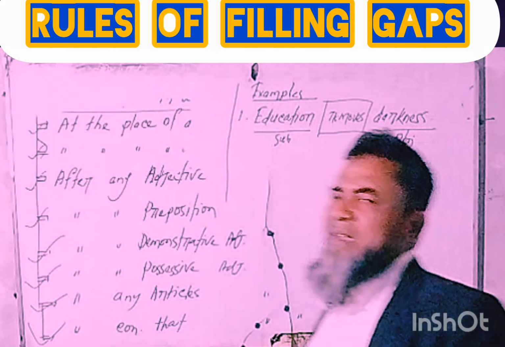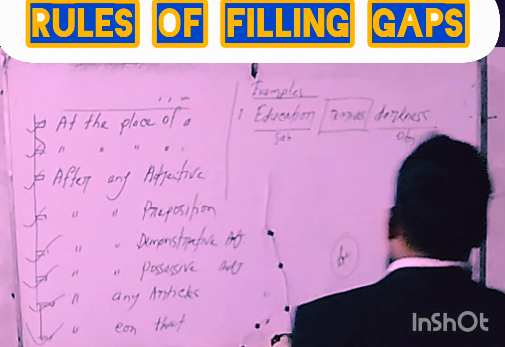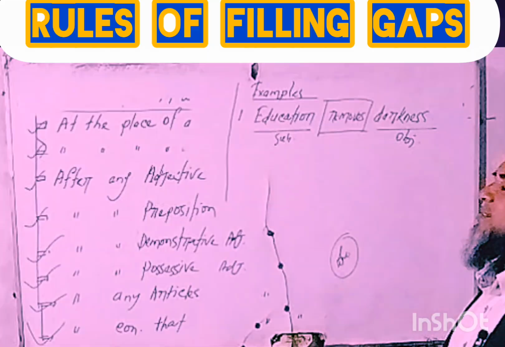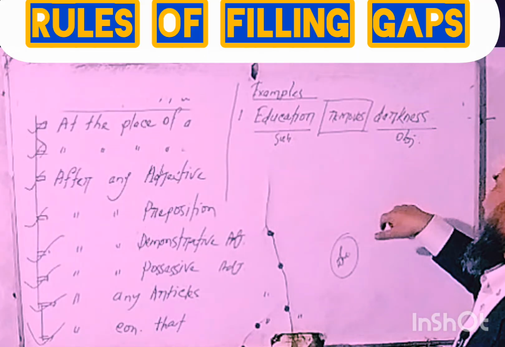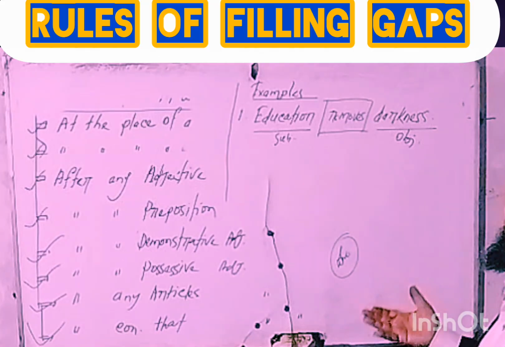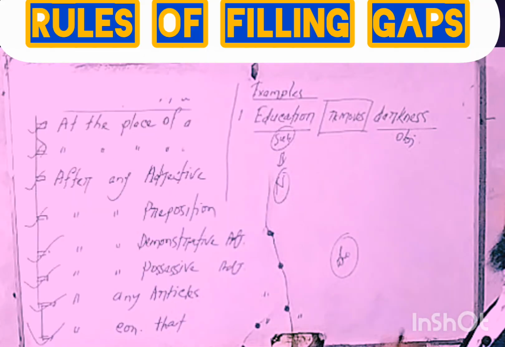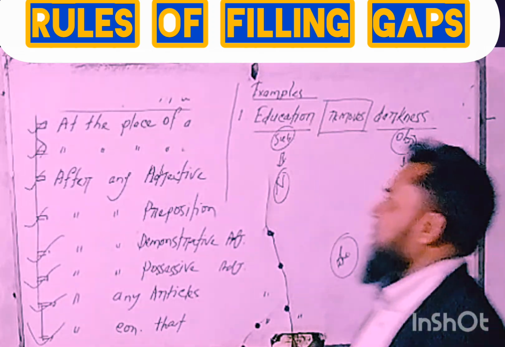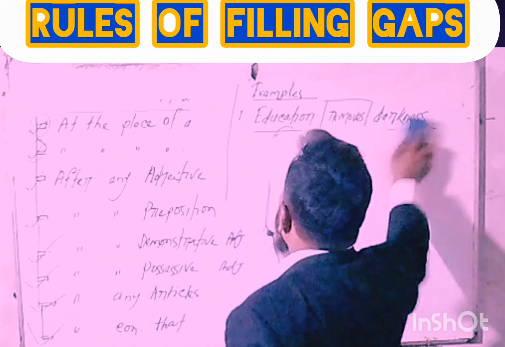But at the time of finding an object, you have to ask the verb with whom. If you get the answer, that word is, of course, an object. So, my dear learners, education is the subject in this statement, and darkness is the object in this statement. And you have to mind that, my dear learners, if any word is used at the place of a subject, of course, it is a noun. And if any word is used at the place of an object, of course, it is a noun. Of that you have understood clearly, my dear learners. Think about the next example.